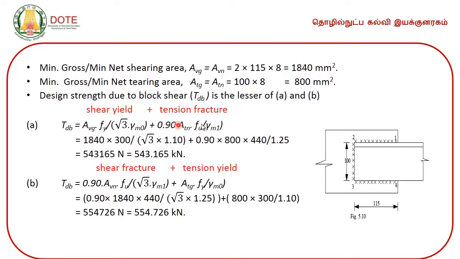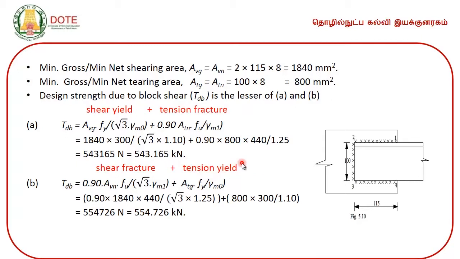And again this is the tensile load. So, this is the area which is under fracture or tearing, so we will take the net area and the ultimate stress. Again the net area is associated with a coefficient 0.9, 90%. So, this part will give you the shear yield and this part will give you the tension fracture. In total, for the first option, the design tensile strength due to block shear is found to be 543.165 kilonewton.